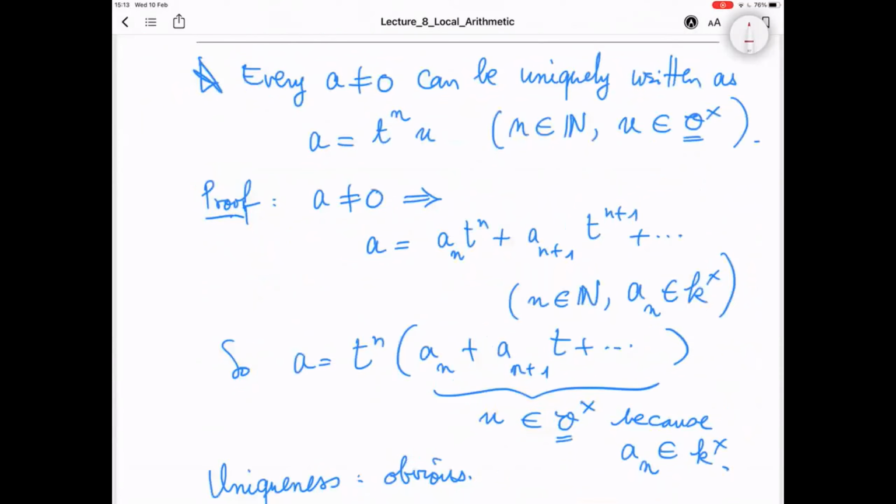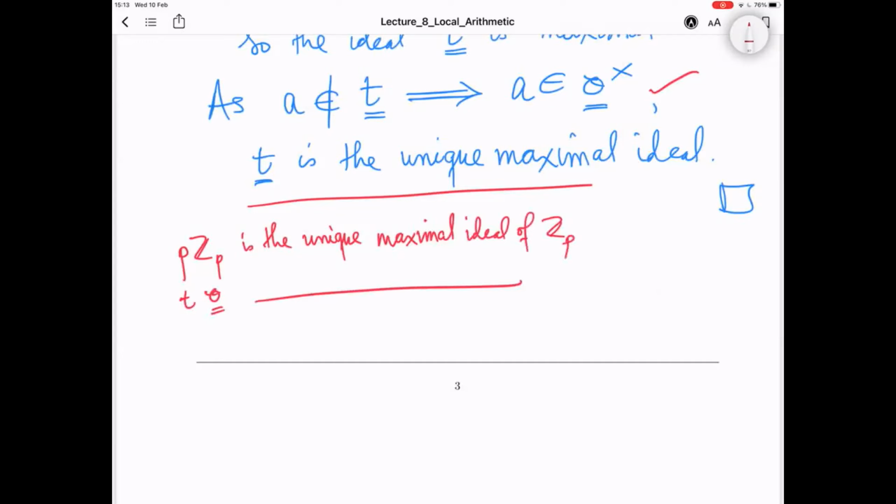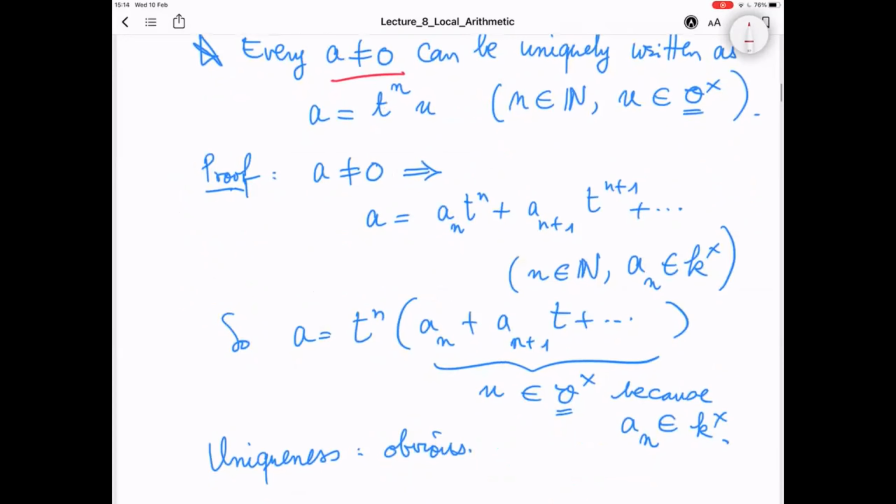Now this is, of course, similar to the fact that pZ_p is the unique maximal ideal of Z_p. And here t, the ideal generated by t, is the unique maximal ideal of this ring O. Every non-zero A can be uniquely written as some power of t times a unit.